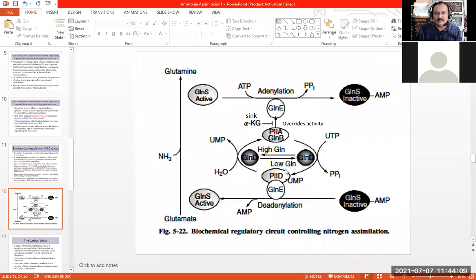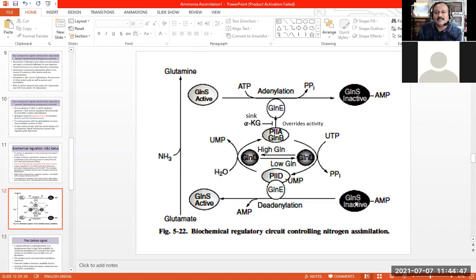I told you that when the glutamine concentration is low, the GLND sensor kinase will become active. It will sense the low concentration of glutamine. Then it will carry out uridylation of P2 protein by using UTP. Uridylated P2 protein will activate GLNE, and GLNE will carry out deadenylation of the enzyme called GLNS. This GLNS is the glutamine synthetase enzyme that we are interested in.